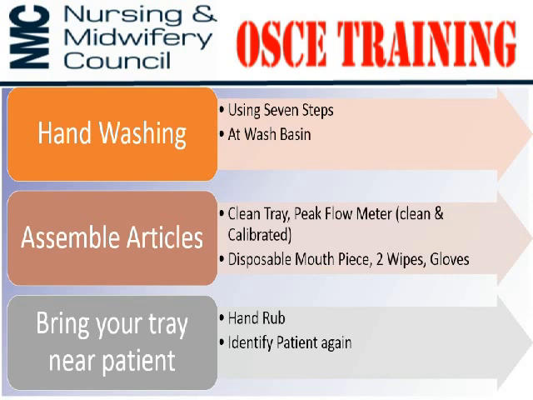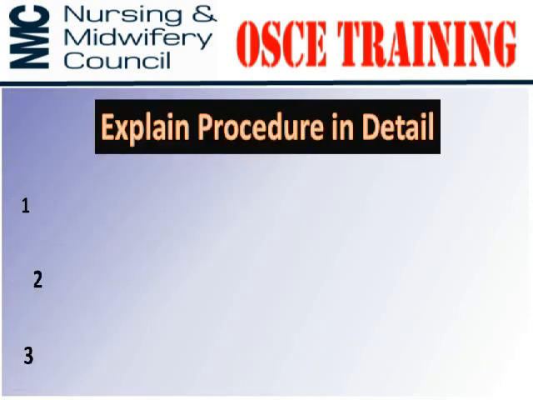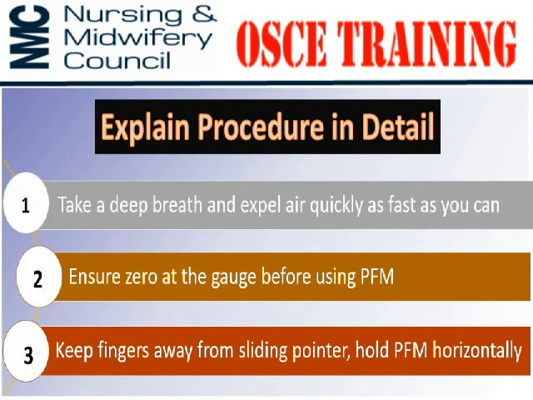Then you need to go and do a hand rub. Then you need to explain the procedure in detail. You need to explain that the patient needs to take a deep breath and expel air as quickly as fast as they can. Ensure zero at the gauge before using PFM. Keeping fingers away from the sliding pointer, hold PFM horizontally.